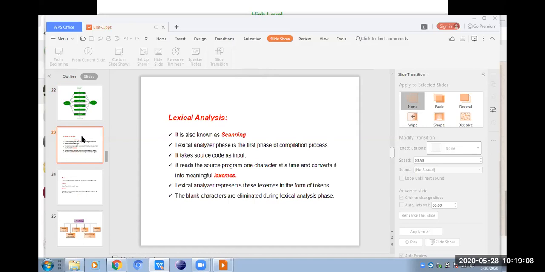The duty of lexical analysis is clear. In a one line answer, the duty of lexical analysis is to identify the tokens in the program. If you want to simply say what the duty of the lexical analyzer is, it is to identify the tokens in the given program. To identify the tokens in the given program is known as lexical analysis.